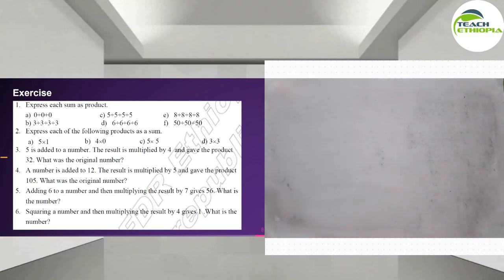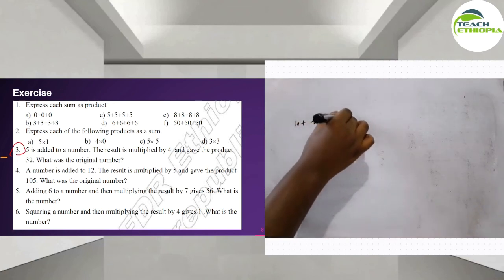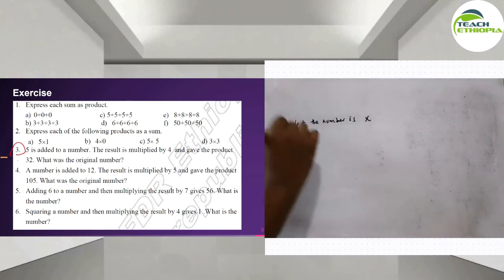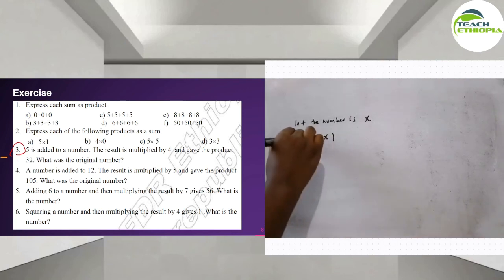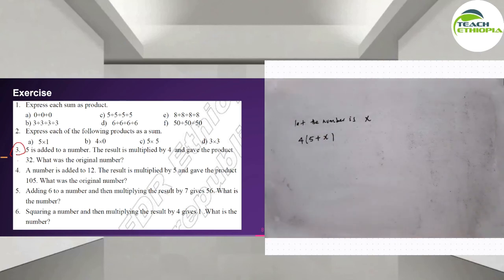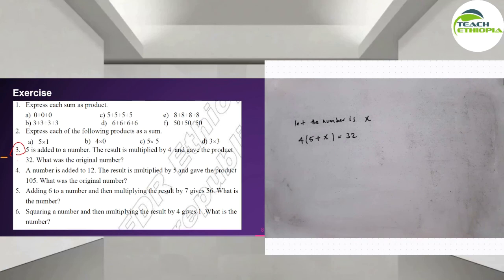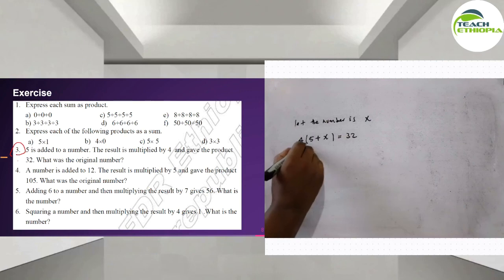So question number 3. 5 is added to a number, so let's say the number is x. 5 is added to a number and the result is multiplied by 4, and gives a product of 32. So find the original number, so find this x.